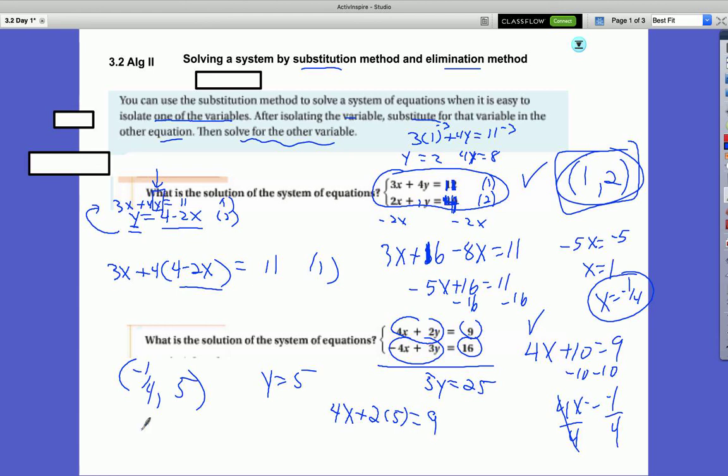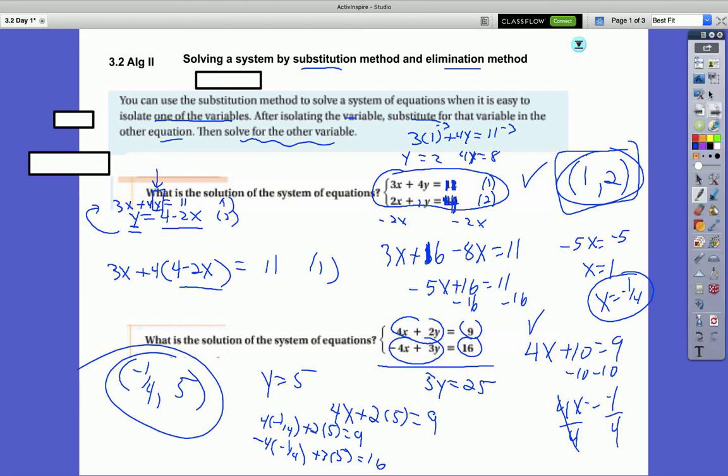So let's check them out. So 4 times -1/4 would be -1. And 2 times 5 is 10. -1 plus 10 is 9. -4 times -1/4, I'm just checking it, plugging it in. You don't have to do that. I'm just showing you that it works. And so that would be +1 plus 15 is 16. That would work. So we're golden. We're good to go.